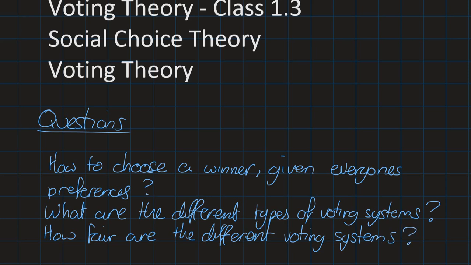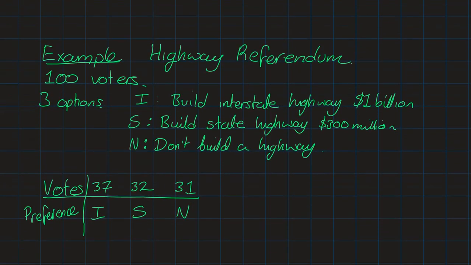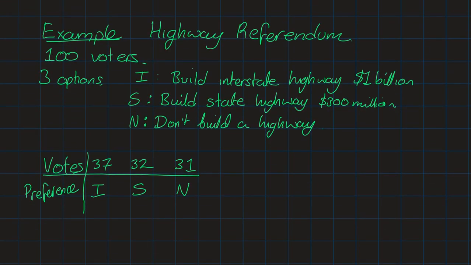Okay. But first, for this video, let's just consider a particular example. Let's suppose that there's a highway referendum and the electorate consists of 100 voters. So there's 100 people who are going to be casting votes. I make the assumption that everyone votes. I don't really want to focus on issues of people choosing not to vote or stuff like that. When there are 100 voters, all 100 people vote for this module. They have three options to choose from.